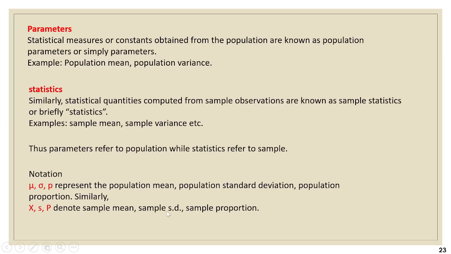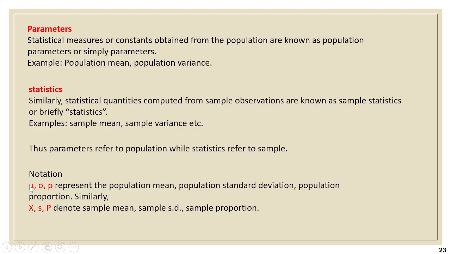Next, parameters and statistics. These two are very important: parameters we take for the population, and for samples we take statistics. Statistical measures or constants obtained from the population are known as population parameters, simply parameters. Examples: population mean, population variance, standard deviation. And similarly, statistical quantities computed from the sample observations are known as sample statistics, or briefly statistics. Examples: sample mean, sample variance, sample standard deviation. Thus, parameters refer to the population, while statistics refer to the sample.